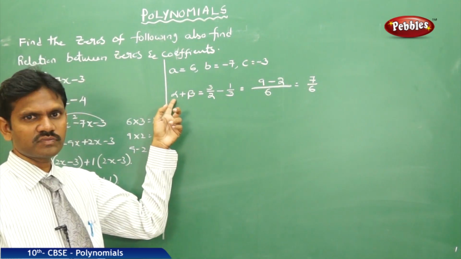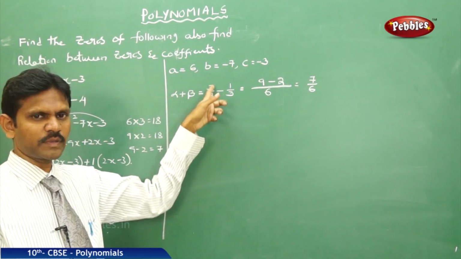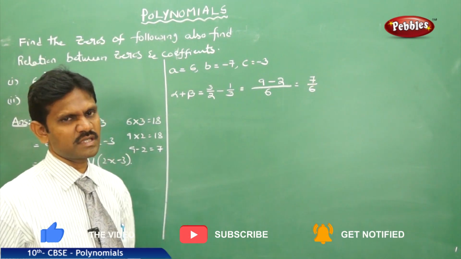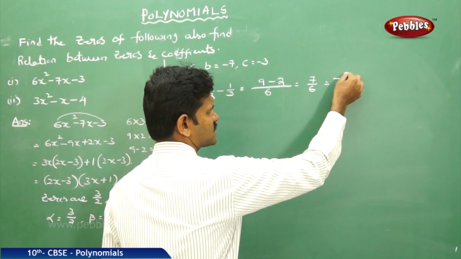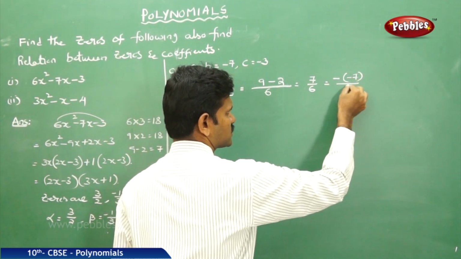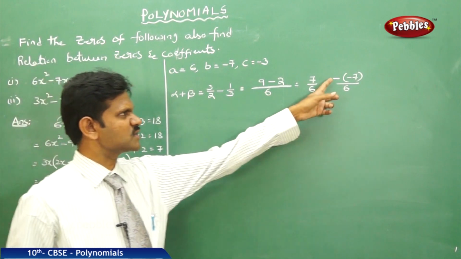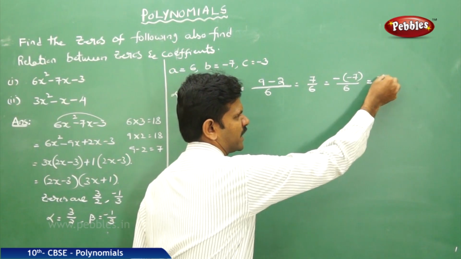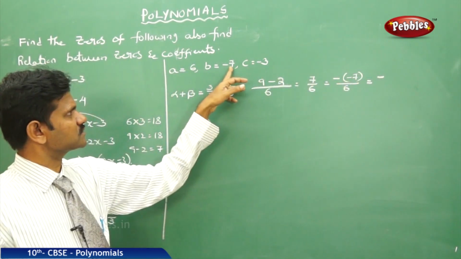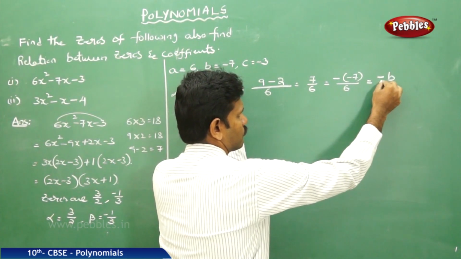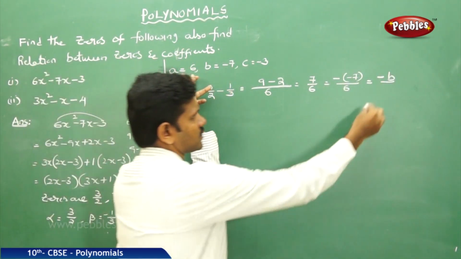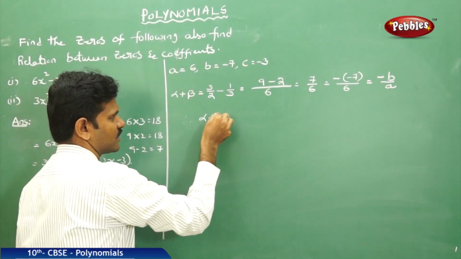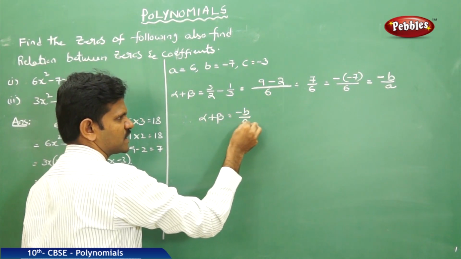Alpha plus beta, the sum of the zeros, is equal to alpha value 3 by 2 minus beta value 1 by 3. After simplification, I received the answer 7 by 6. I modify this answer as minus of minus 7 by 6. I will arrange this one. Why? Because minus into minus is plus. Plus 7 by 6, that is equal to minus 7, nothing but b, by 6, nothing but a. Therefore alpha plus beta is equal to minus b by a.